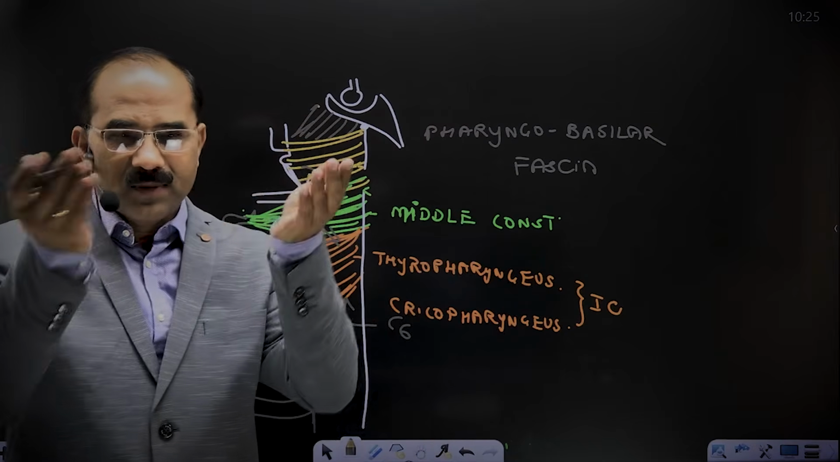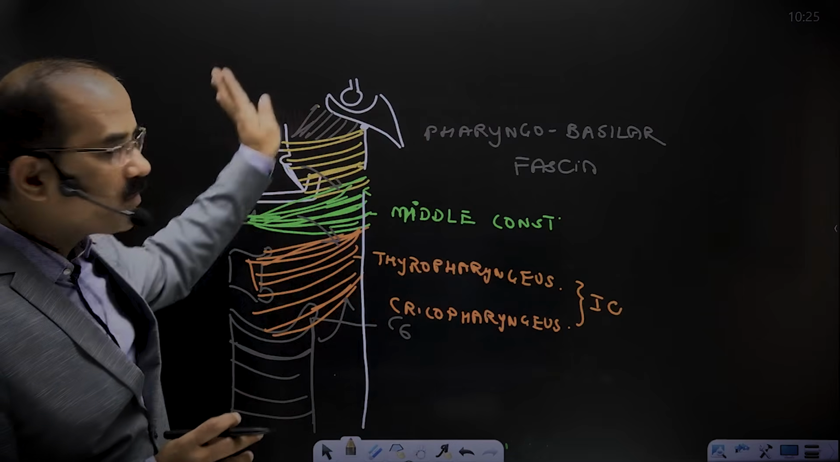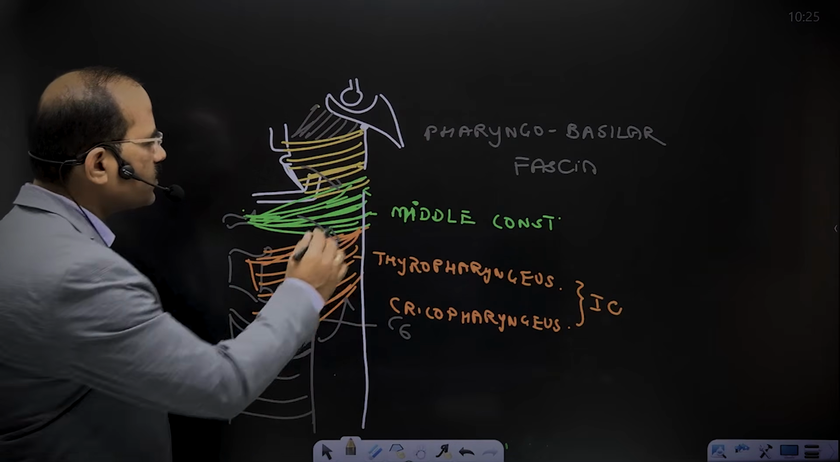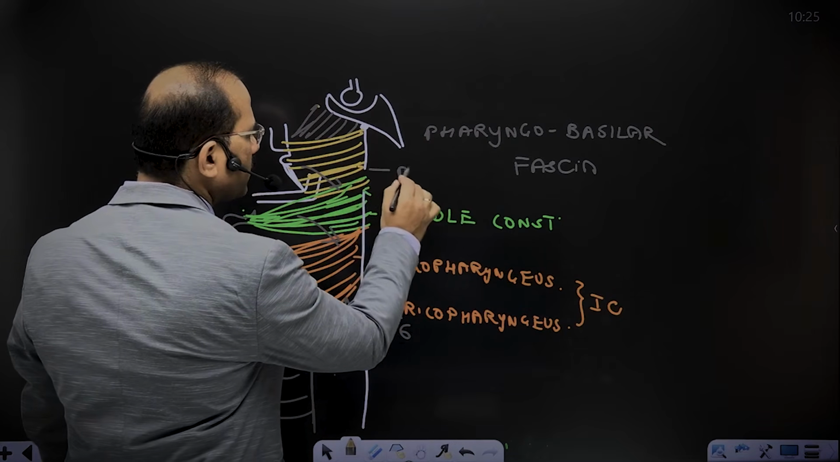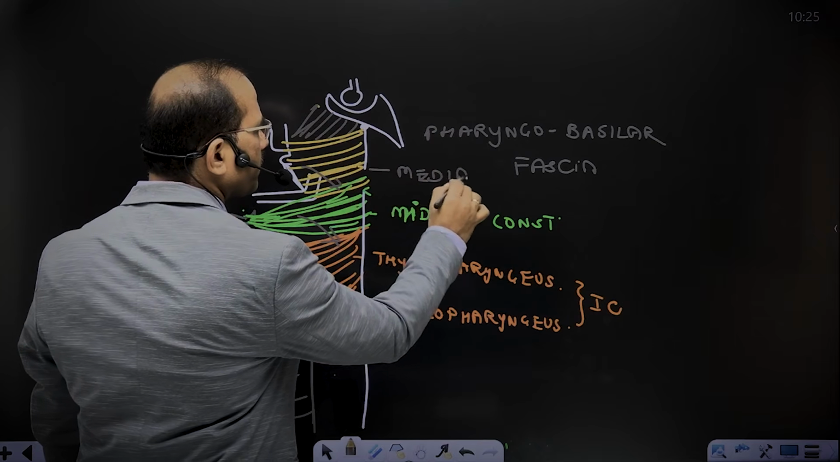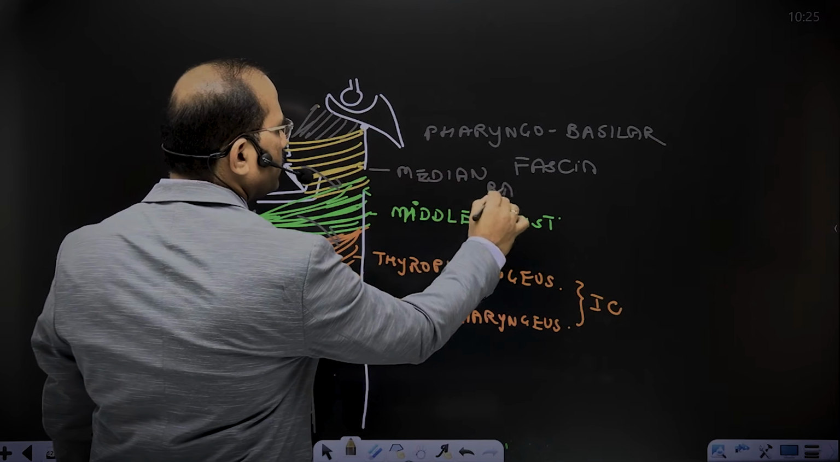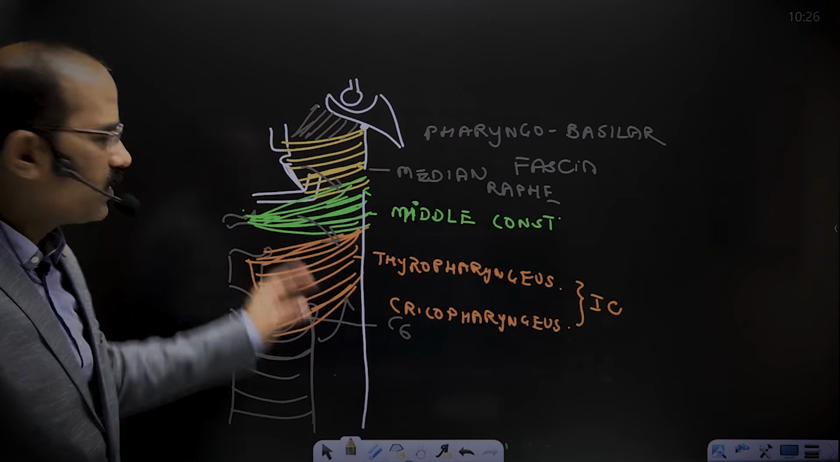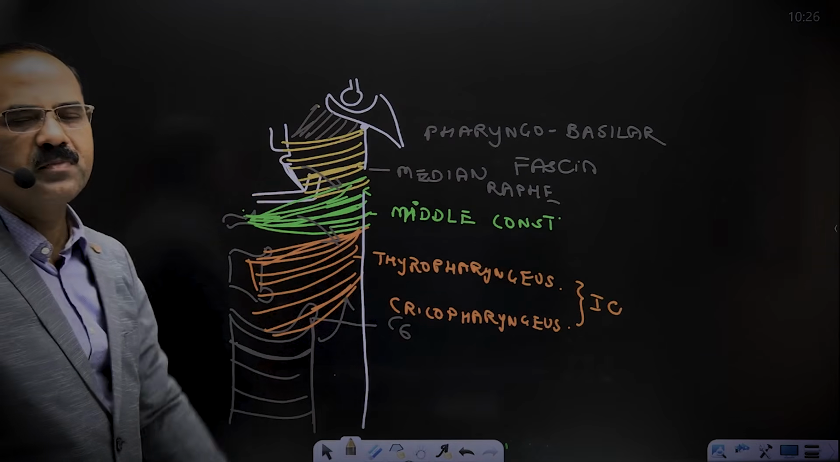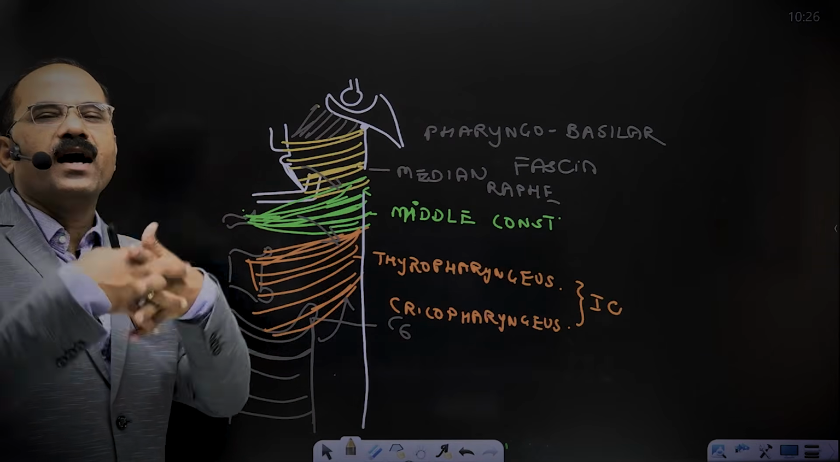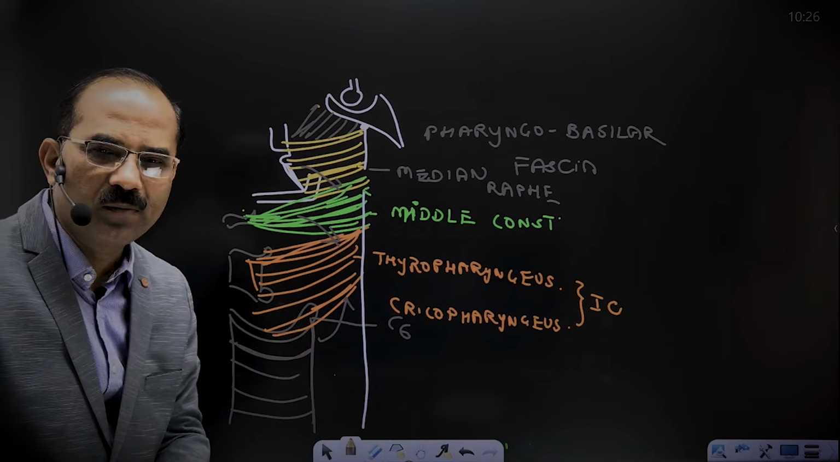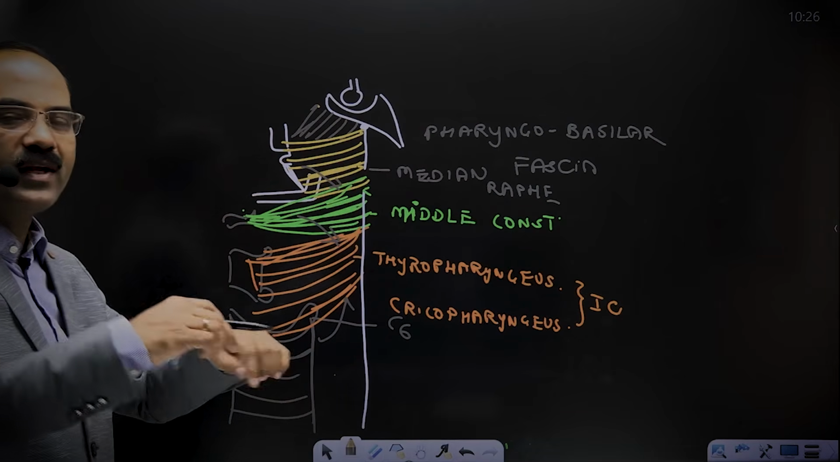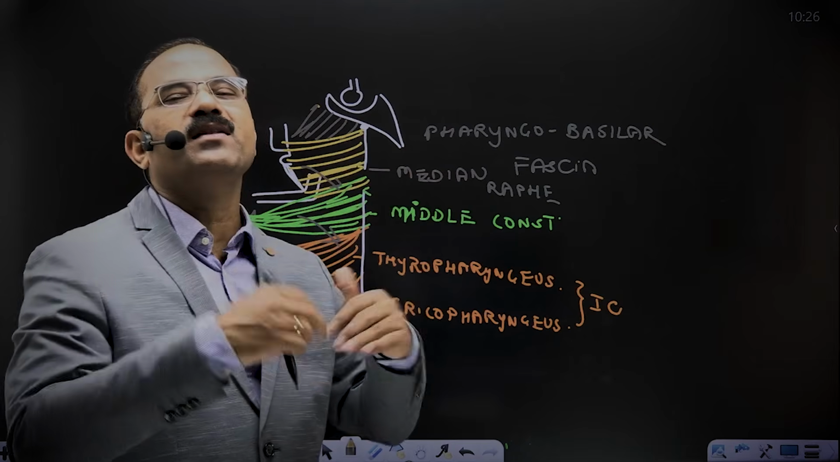The constrictor muscles are clear. Where they begin from, where they insert. What is this line known as? The median raphe. That's a median raphe. That's a line drawn from the base of the skull. The muscle gets inserted into this median raphe from both the sides, and that's how the tube pharynx is formed. Any structure entering the pharynx from outside would pass between the constrictors.